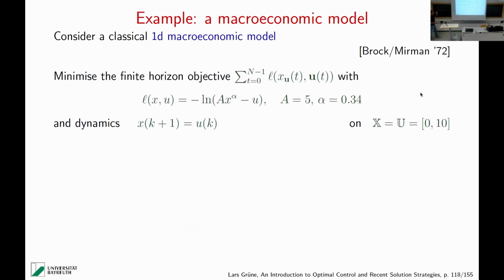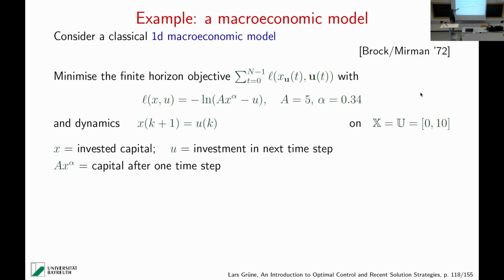Yeah, here's another example, a macroeconomic model, one of these models from the 1970s that were very popular at that time. It's a bit similar to the one, but simpler to the one that I showed you on Wednesday. So what we do is we want to have this dynamics and this cost function, and we want to minimize this finite horizon objective. So what are the variables here? So x is invested capital, and then by this equation you see immediately that u is then the investment in the next time step, right?